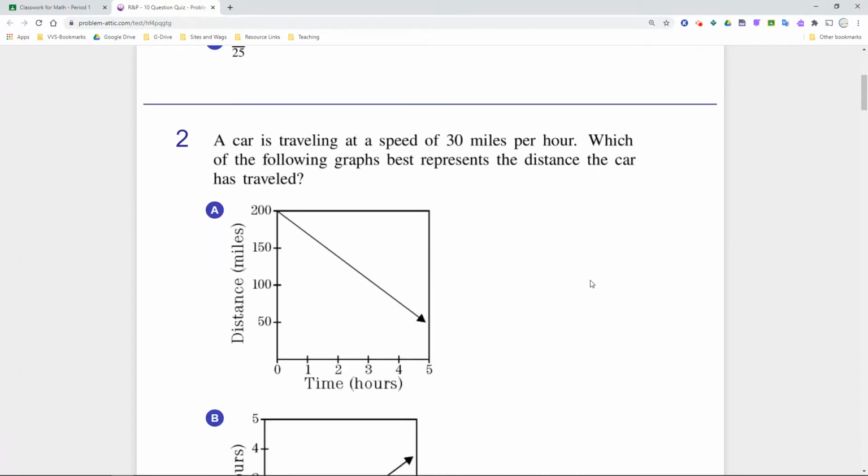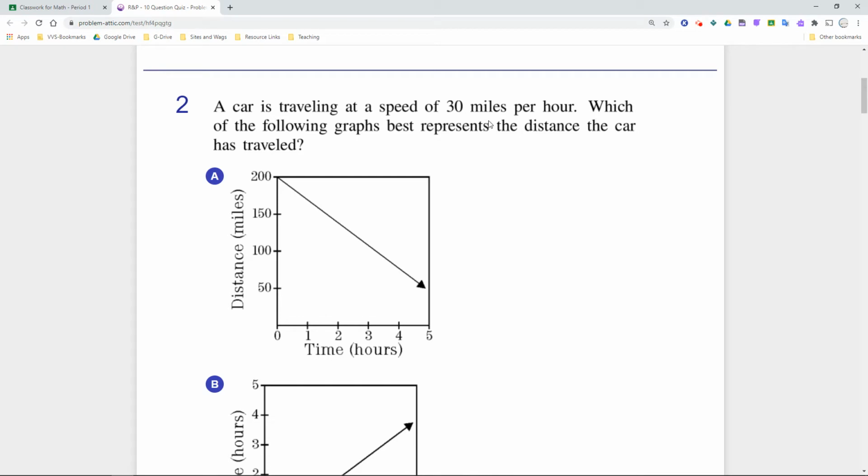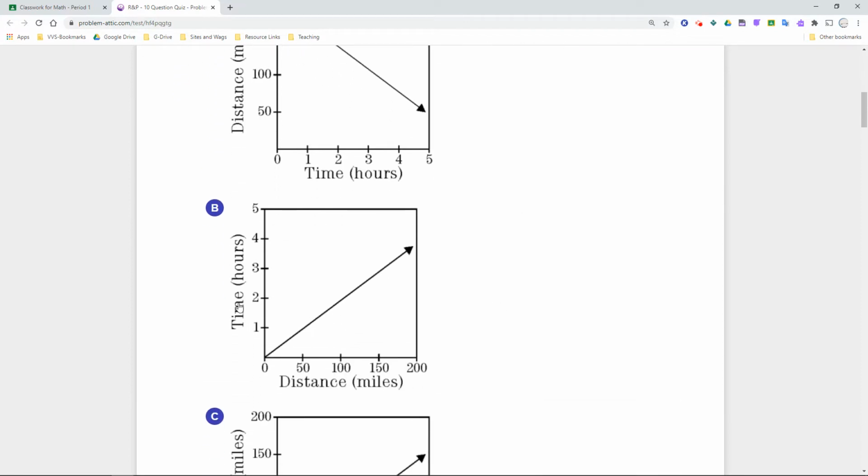Number 2, a car is traveling at a speed of 30 miles per hour. Which of the following graphs best represents the distance the car has traveled? Here's graph A with distance up the side, time along the bottom. It's going 0, 50, 100, 150, 200 up the side. And the bottom is 0, 1, 2, 3, 4, 5. And that line is dropping. Choice B, time up the side, 1, 2, 3, 4, 5 hours. Distance along the bottom, 0, 50, 100, 150, 200. And there's that line going up.